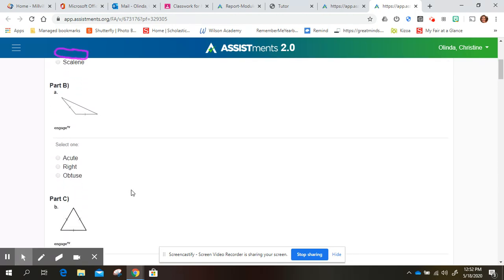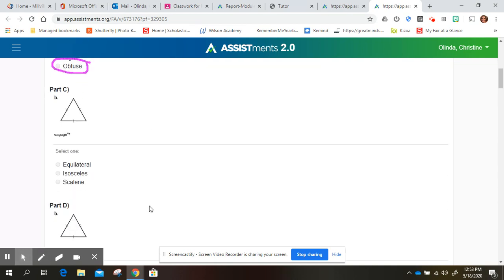Part B. Again, I have two angles that are the same size. And so when I look at the angles, I don't see the right sign, and I see that these are acute, so this one has to be obtuse. So I would click on obtuse.